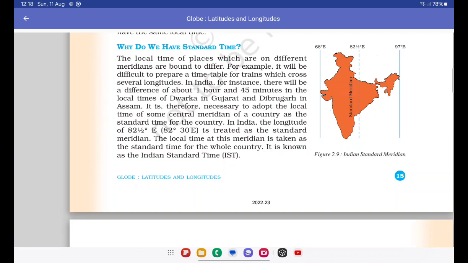Now we know that on each line there is a shift in degrees, right? But we choose one central point, and we take this central point to be our standard time.